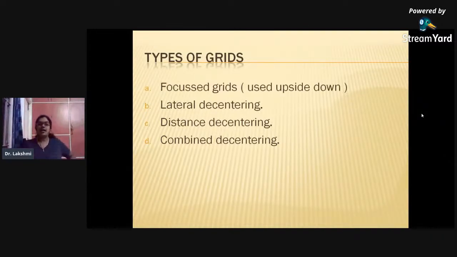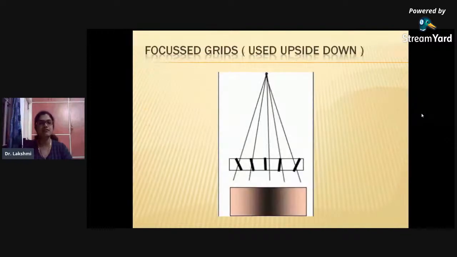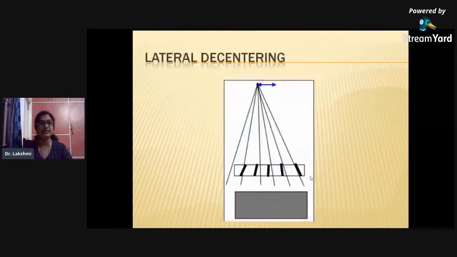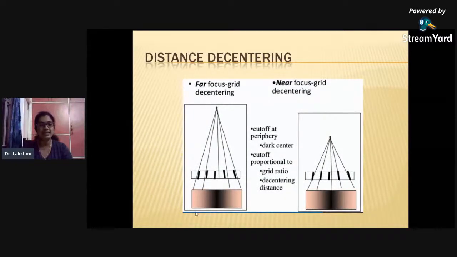Okay. So there are four types of grids. One is focused grids used upside down, lateral decentering, distance decentering, and combined decentering. So these are focused grids. This is an X-ray film. This is a grid, and these are focused towards this. And lateral decentering, this is something in which the focus is a little lateral to the center of the film. So far focus grid decentering and near focus grid decentering.